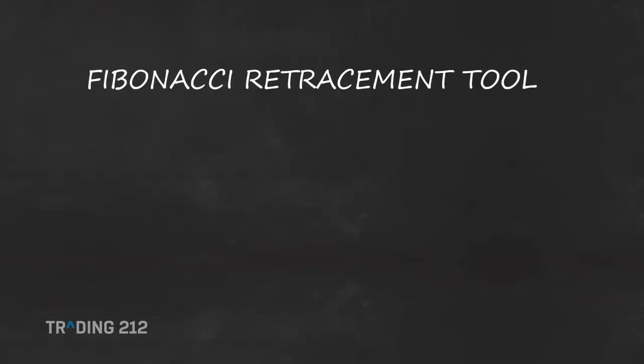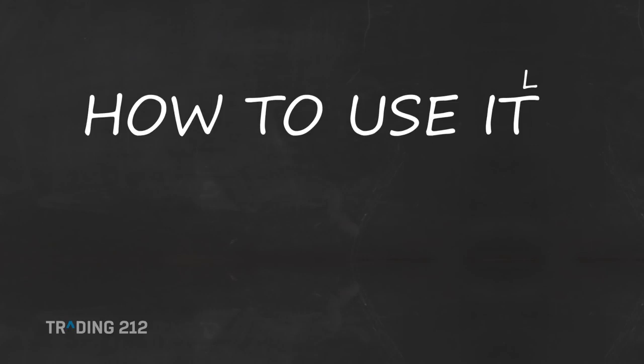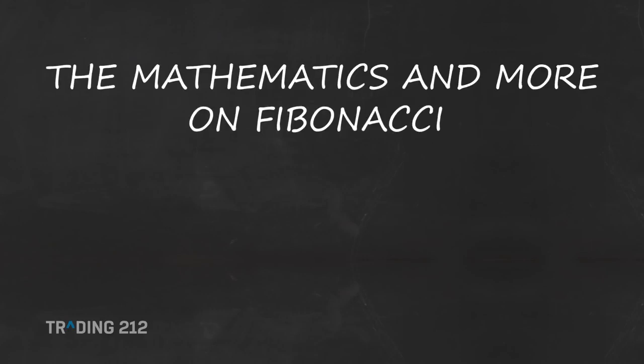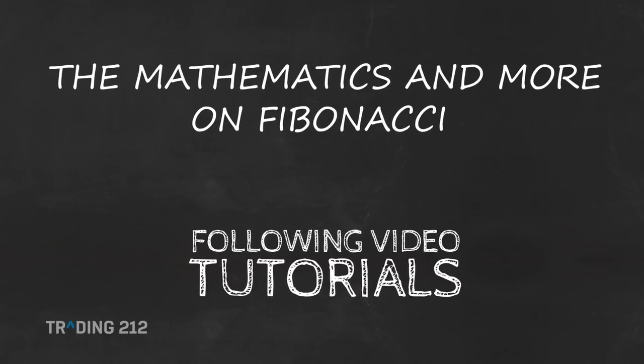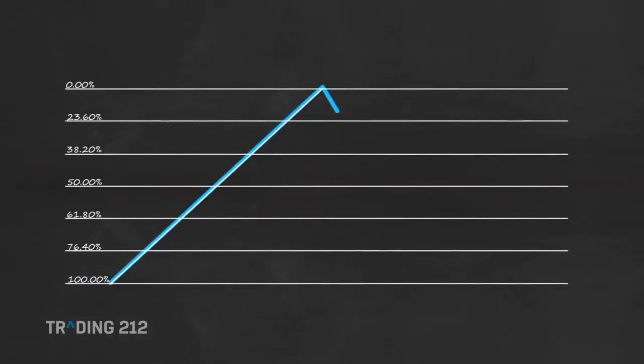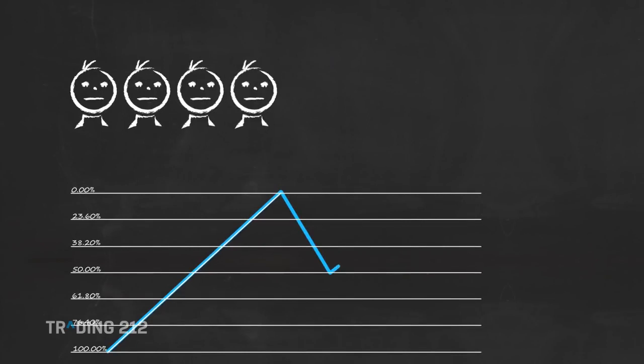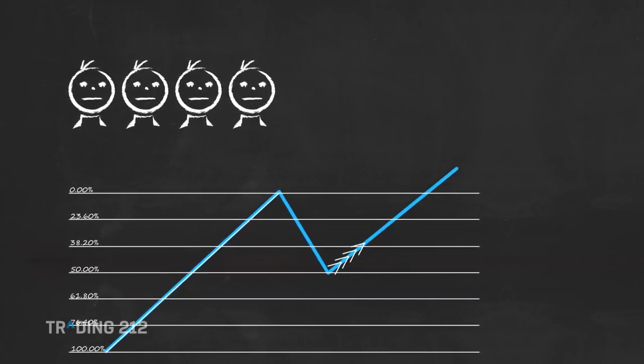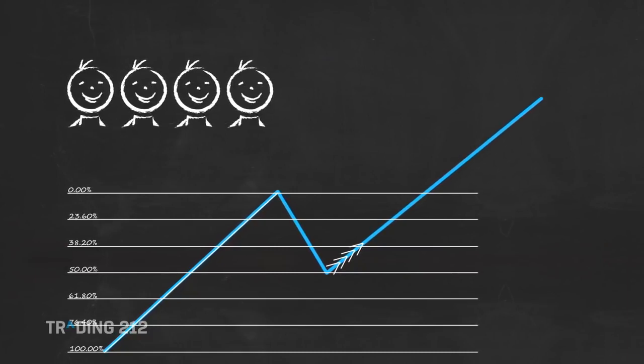In this tutorial, we will simply refer to the Fibonacci retracement tool and how to use it. We will be explaining the mathematics and more on Fibonacci in following video tutorials. So traders use these Fibonacci levels as efficient entries in the direction of the trend because many traders watch these same levels and place buy, sell, or stop orders based on them. They are quite accurate and become a self-fulfilling prophecy.